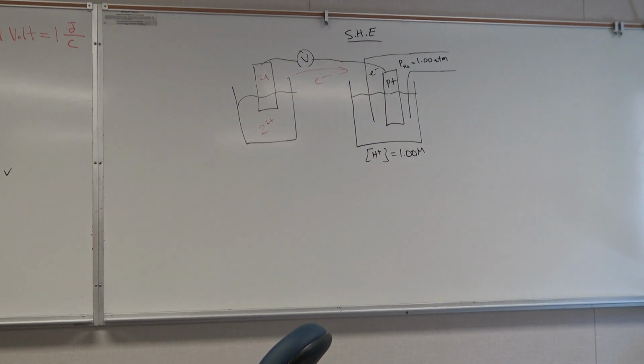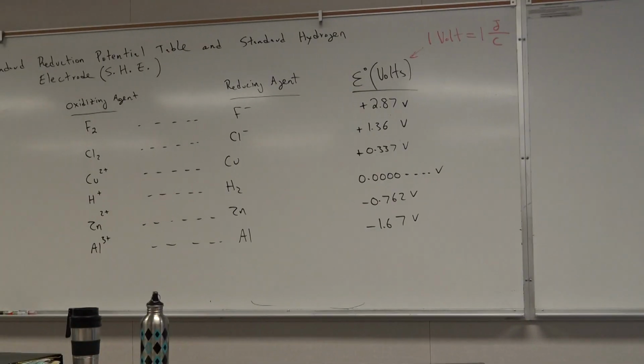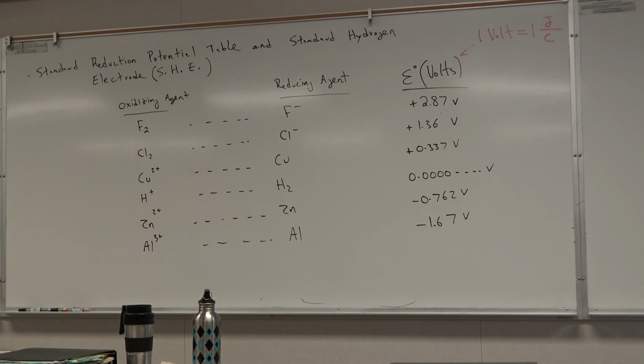So that's how they get those values. They put 1 molar solutions of those guys, then they compare them to the standard hydrogen electrode. And so that's how they quantify the tendency of those species, whether they're molecules, ions, polyatomic ions, or elements, their tendencies to want to grab electrons.